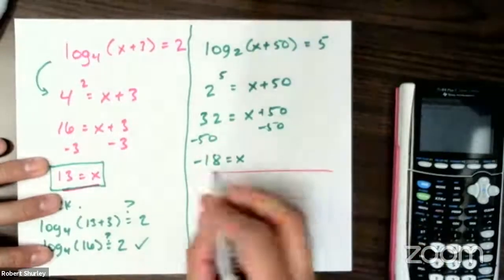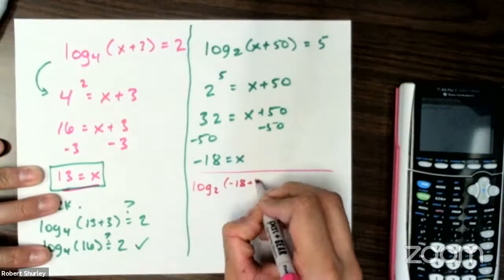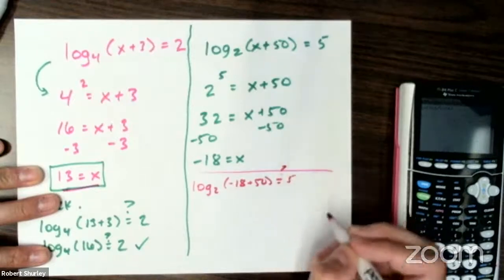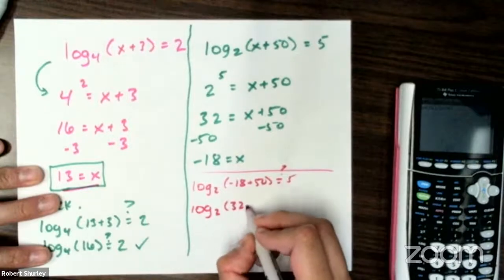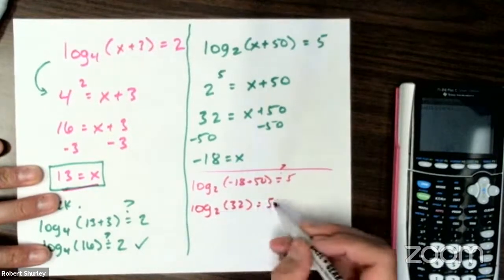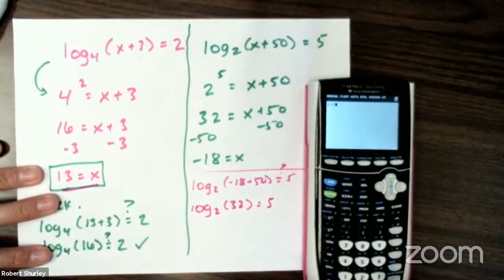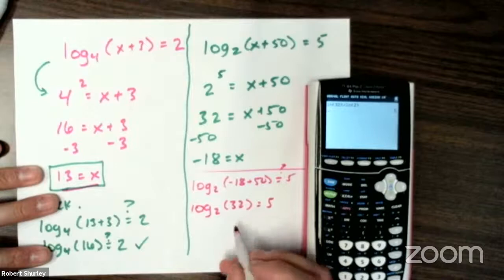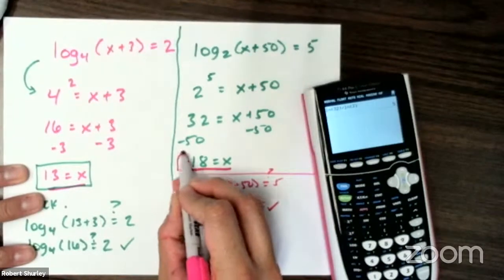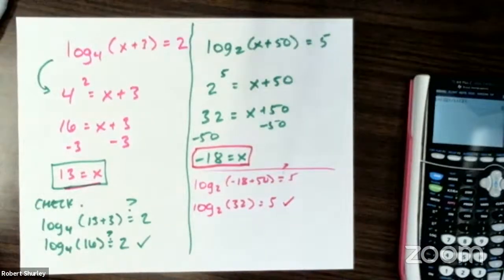So I'm going to check it underneath here. I'm going to go back to the original equation, log base 2 of negative 18 plus 50. And I want to know, is that equal to 5, right? So log base 2 of 32. Oh, yeah, that's equal to 5. 2 to the 5th is 32. Now, if you wanted to check that in your calculator, you could say ln of 32 divided by ln of 2, right? That gives me 5. That checks out. Therefore, x equals negative 18. It's got to be the answer, okay? Has to be the solution. Got it?